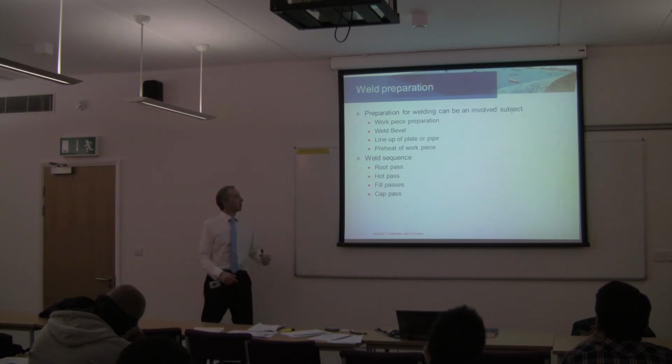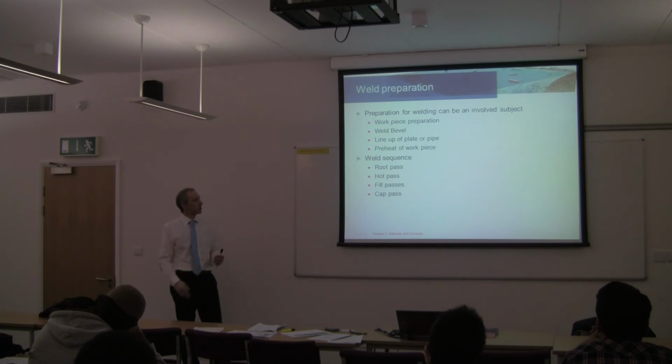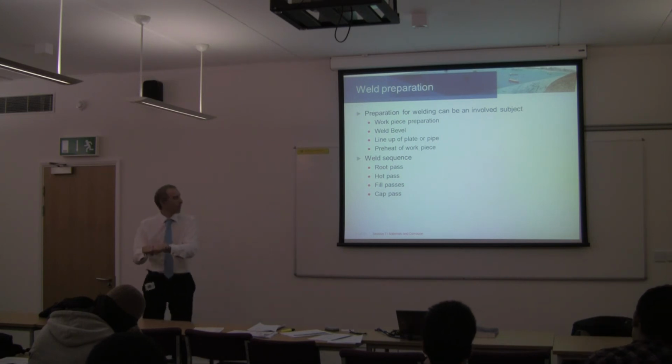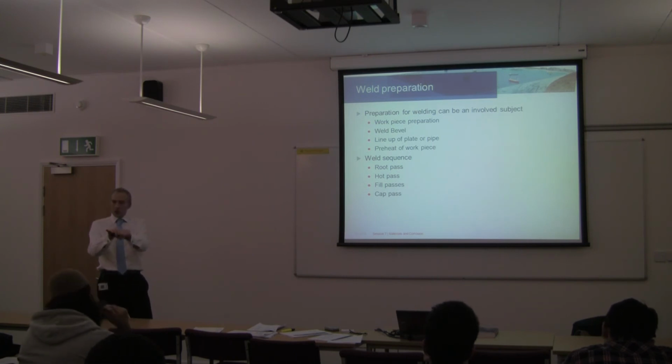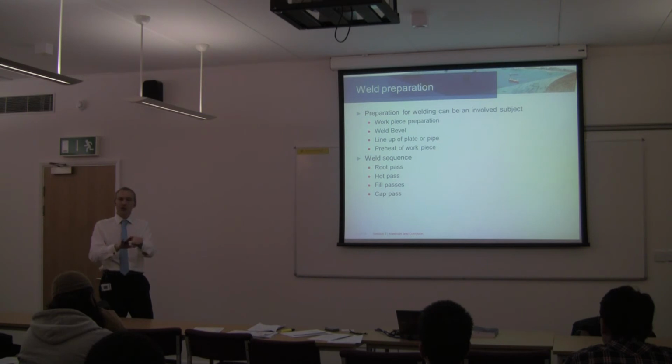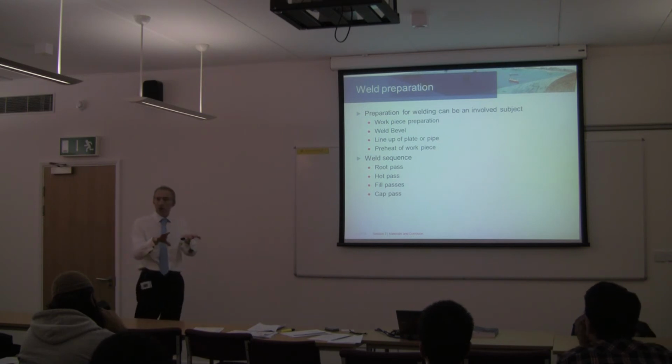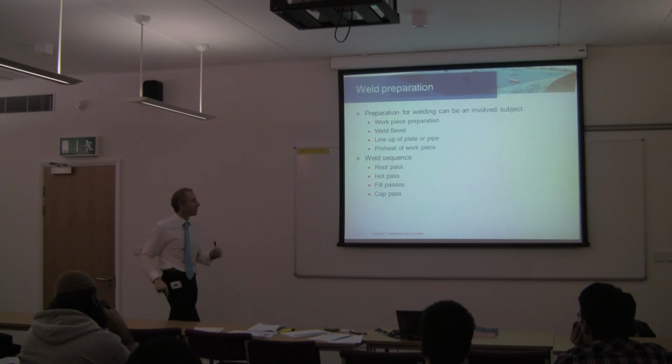The sequence of the weld: root pass, hot pass, fill passes, and then cap pass. Basically your pipeline is held together with the clamp. The clamp goes down inside the middle. Then the first pass is the root pass that essentially holds it together, makes it more permanent, and then we go over it again and then again until we've welded up. Sometimes you need quite a few passes.